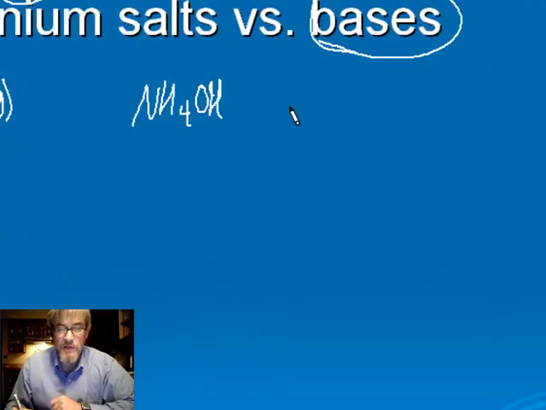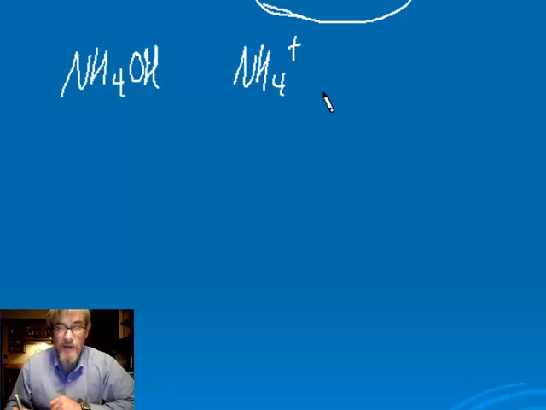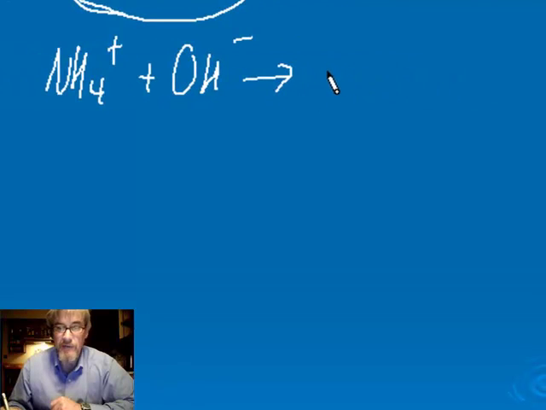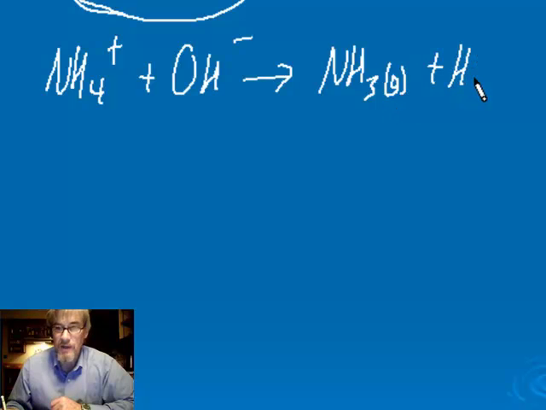NH4 plus is a weak acid. OH minus is a strong base. And when these things react with each other, as soon as they're formed, this happens: the strong base OH rips a proton away from the ammonium and leaves it as ammonia, which is a gas. And then, with the extra proton, OH minus becomes a water. So that's where those come from. And then we get a salt from the cation of the base and the anion from the ammonium salt.